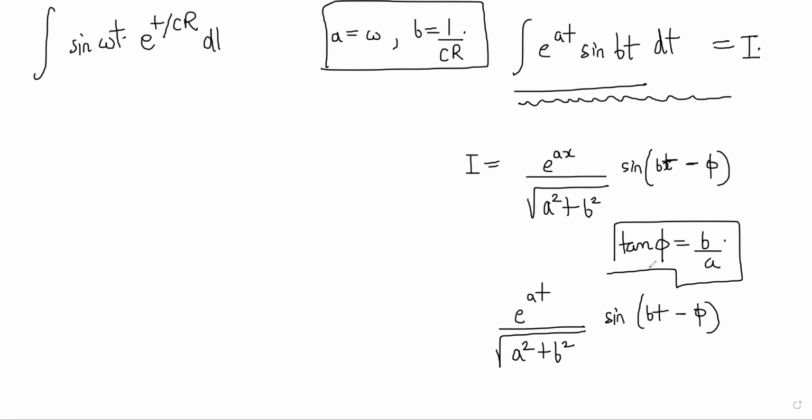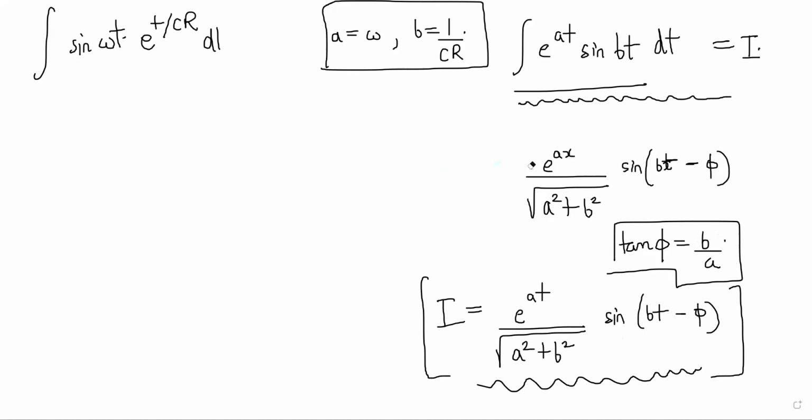It will fit. Your a and b will come as a by root a square plus b square and b by root a square plus b square, right? So, Rishi, you're getting this, right? Where is Rishi? He muted himself. There was some disturbance in the background. You got this, right?